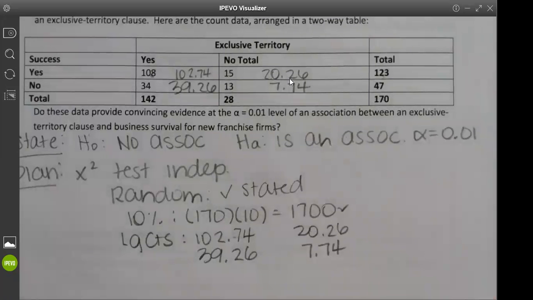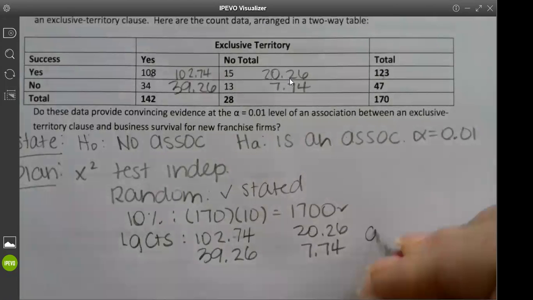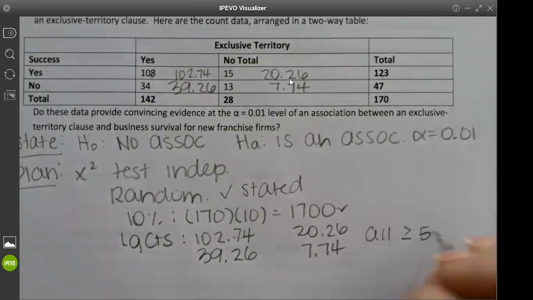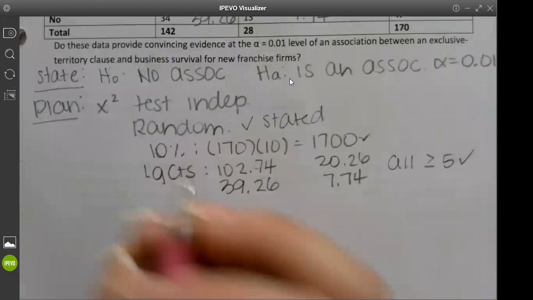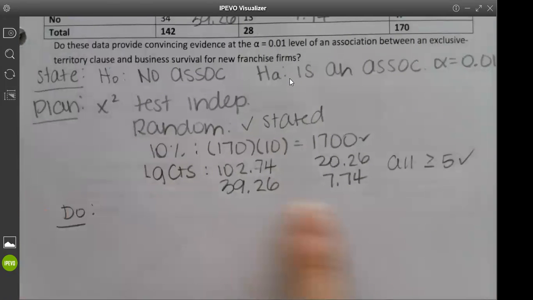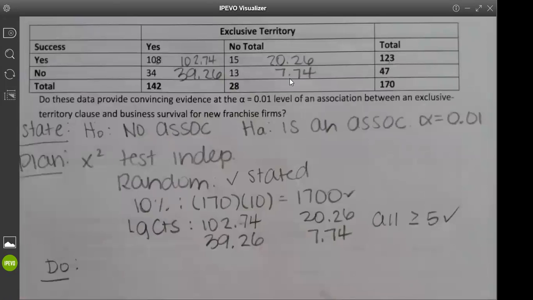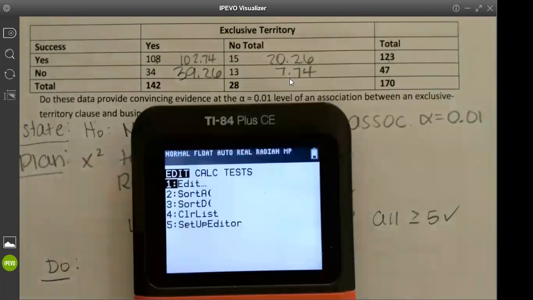Are they all greater than or equal to 5? Yep. The reason that I put your counts in the table like this is so that you guys can remember how to put them into your table. Because if you do it all willy-nilly, you're never going to know where they go in your table. So I like to throw them in there.